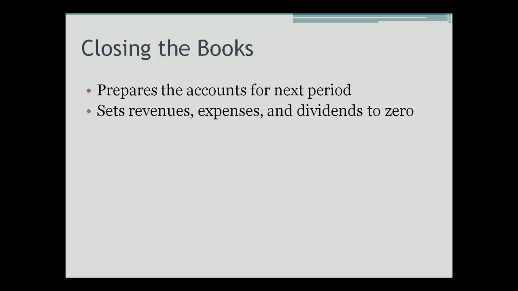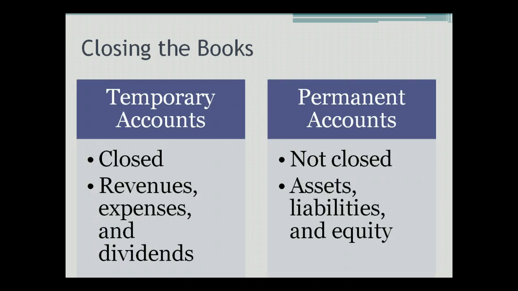And what we do when we close the books is set our revenue, expense, and dividend accounts to a balance of zero. Revenues, expense, and dividend accounts are called temporary accounts, and those accounts are closed when we close the books. Your assets, liabilities, and equity accounts, basically everything you find on your balance sheet, are permanent accounts, and you do not close those accounts. Those balances get carried forward from one year to the next.